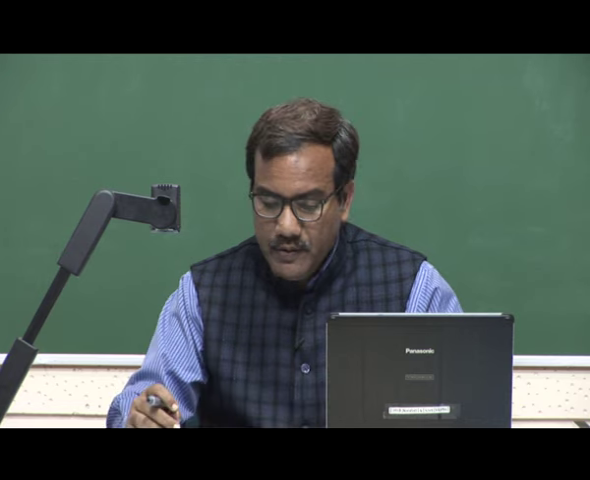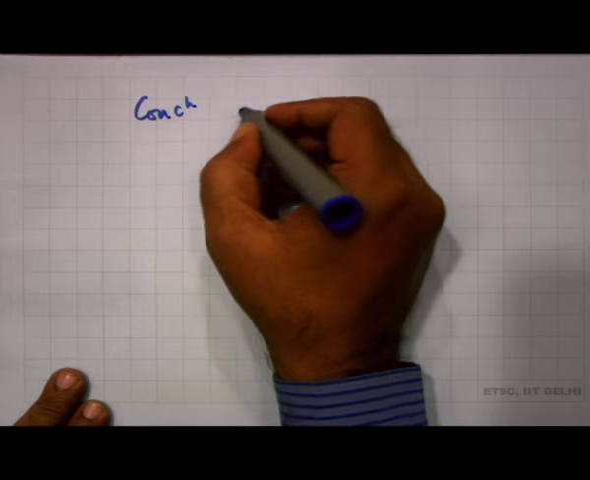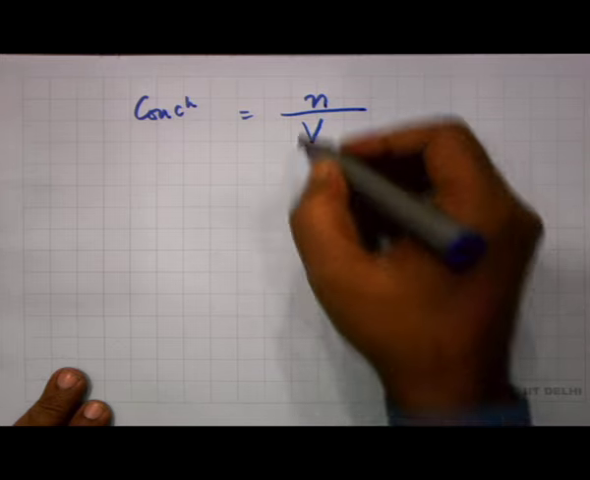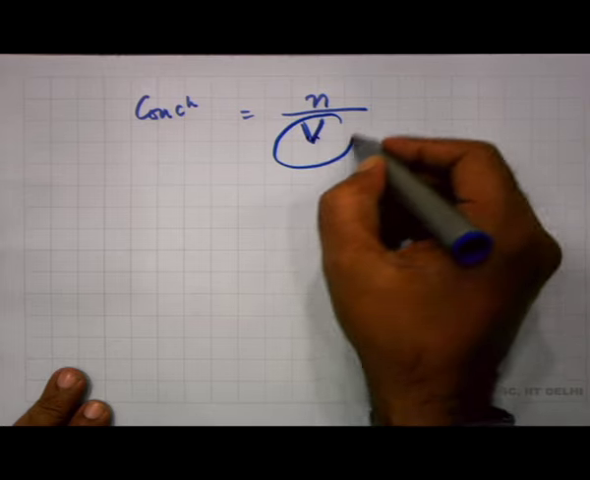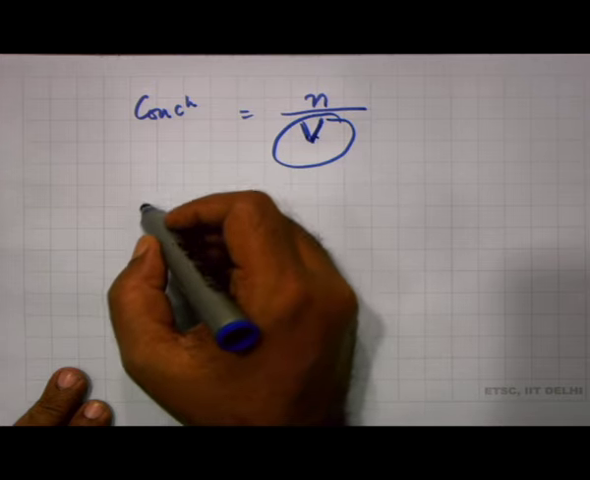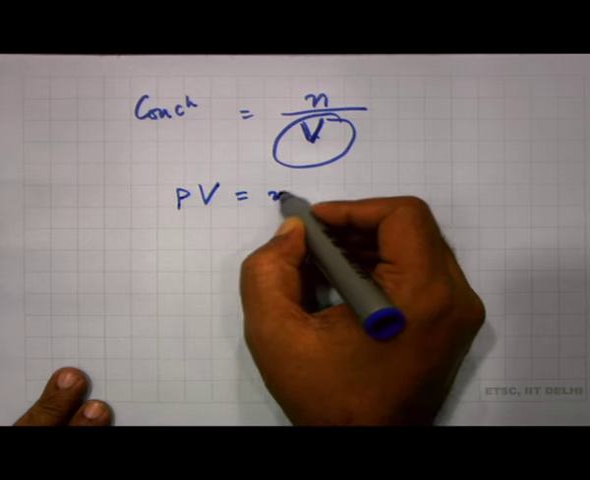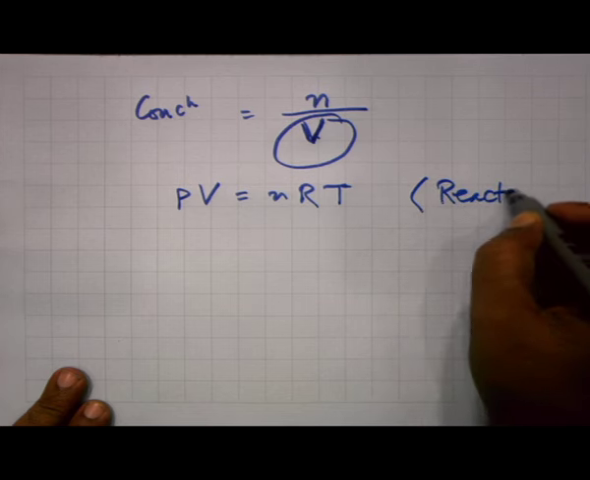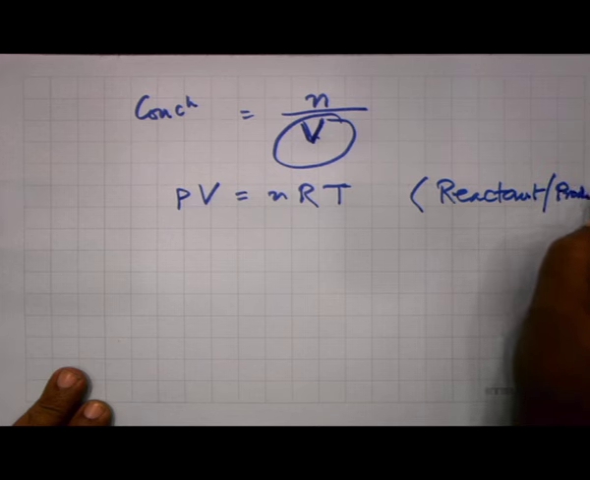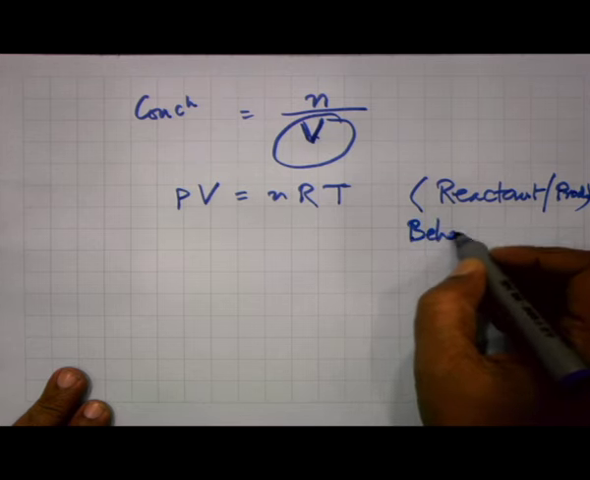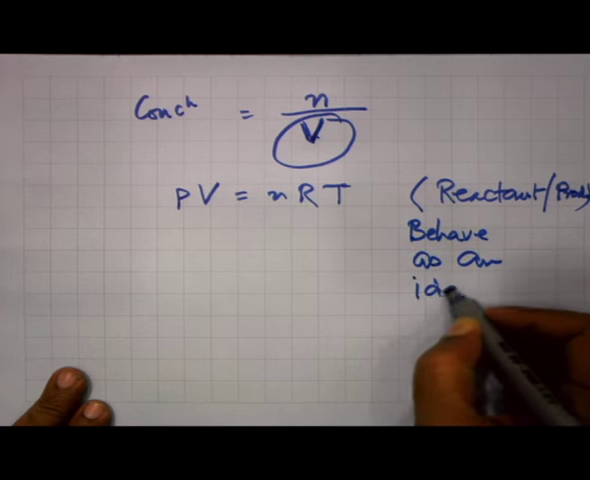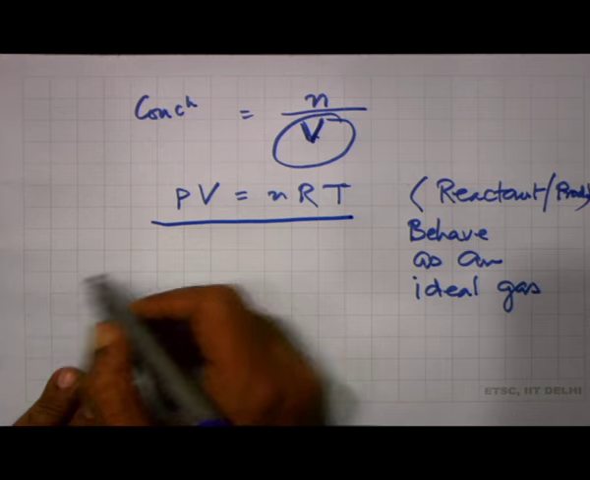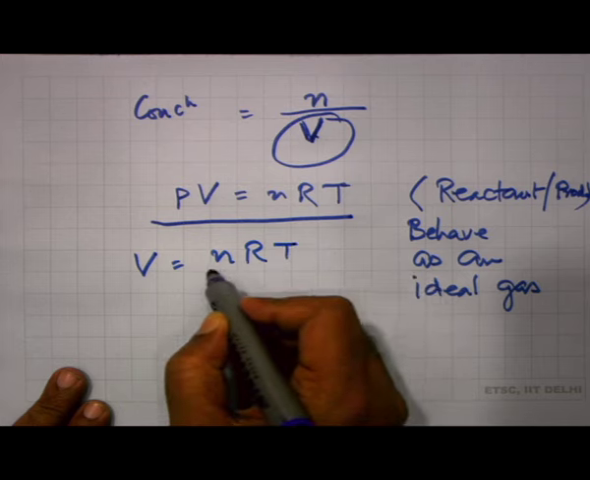And we know the relationship between concentration and number of moles. So, concentration is equal to n by V, where V is the volume. Okay. So, we need to find out the volume, and for volume we can use the equation PV is equal to nRT, assuming that all reactants and products behave as an ideal gas. So, in this case we can simply apply PV is equal to nRT, and V is equal to nRT by P.